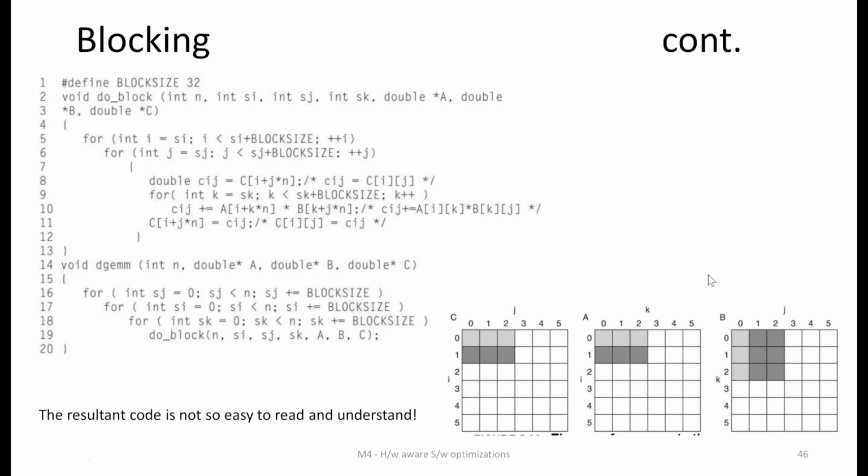So with blocking, one obvious point is that the simple matrix multiplication program ended up looking like this, which is not so straightforward to read or understand, but it is a standard optimization. So once you understand it, whenever you find such an opportunity by looking at the code, you will be able to employ blocking.